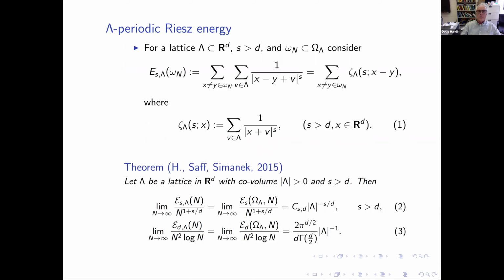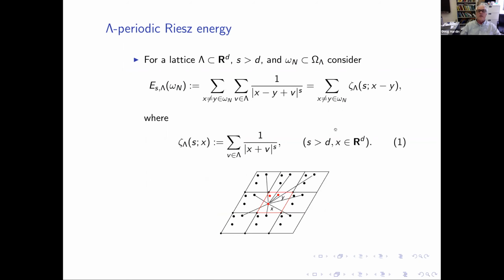Now, when S is bigger than D, it's elementary to show that these sums converge. It's the multi-dimensional p-test. And for S less than or equal to D, such sums diverge.